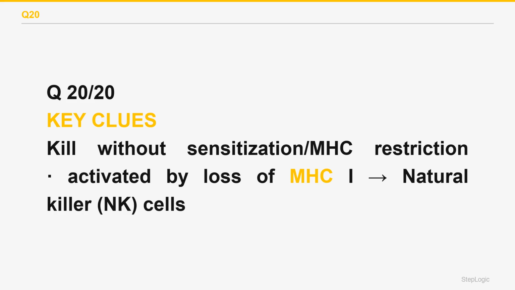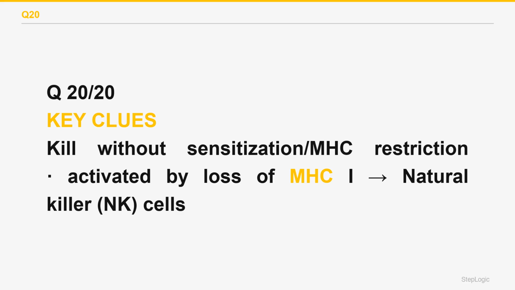These are natural killer, NK, cells, part of the innate immune system. Unlike cytotoxic T cells, NK cells kill virus-infected and tumor cells without prior sensitization and without MHC restriction. They do not need antigen presented on MHC. They have two main activating mechanisms. First, missing self recognition. Healthy cells display MHC class I, which sends an inhibitory signal to NK cells. When a cell downregulates MHC-I, as virus-infected and tumor cells often do to evade T cells, that inhibition is lost and the NK cell kills it.